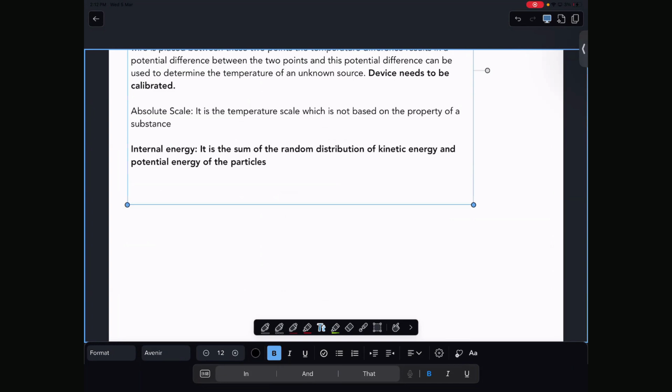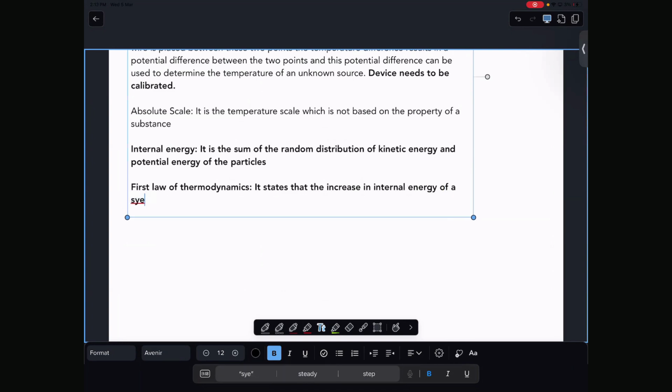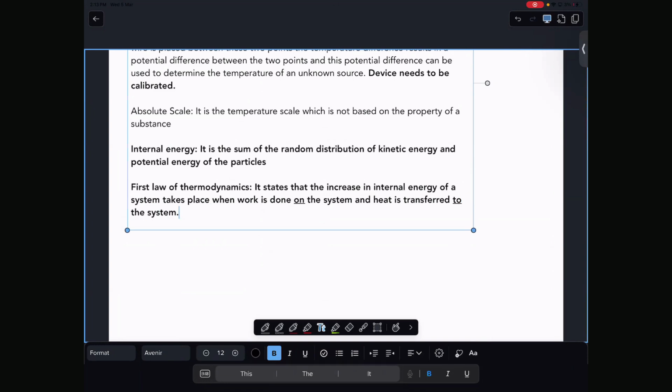Next is the first law of thermodynamics. What does the first law of thermodynamics state? It states that the increase in internal energy of a system takes place when work is done on the system and heat is transferred to the system. First law of thermodynamics, del U equals del Q plus del W. We'll be doing that a lot today.